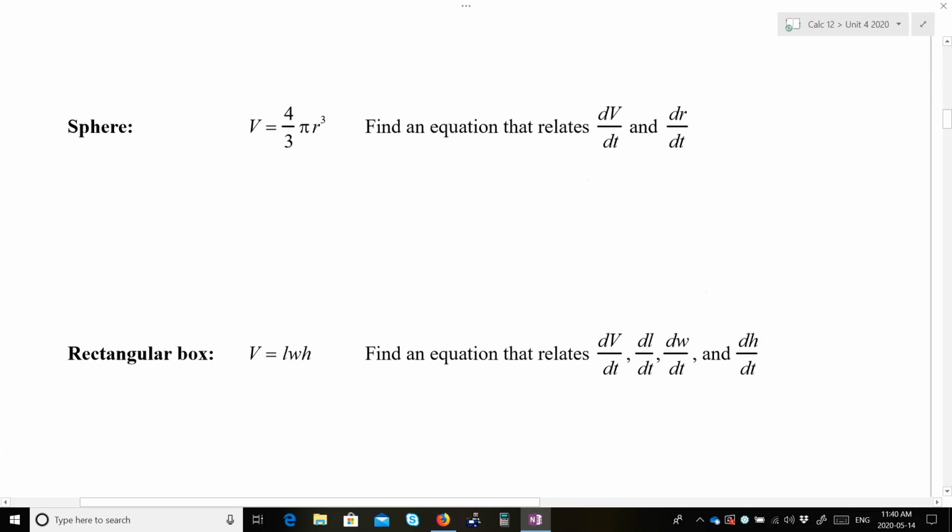Okay, let's get on to a sphere. The volume of a sphere is 4/3 pi r cubed. Find an equation that relates dV/dt and dr/dt. This one should be pretty easy. We would go 3 times 4/3 pi. 3 times 4/3 is just 4. And then we would still have the pi, and then that would go down to r squared. And then we are differentiating with respect to time, so dr/dt.